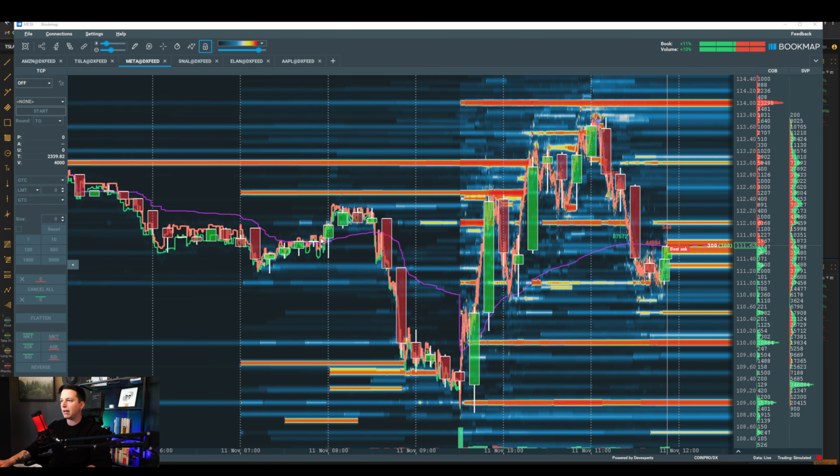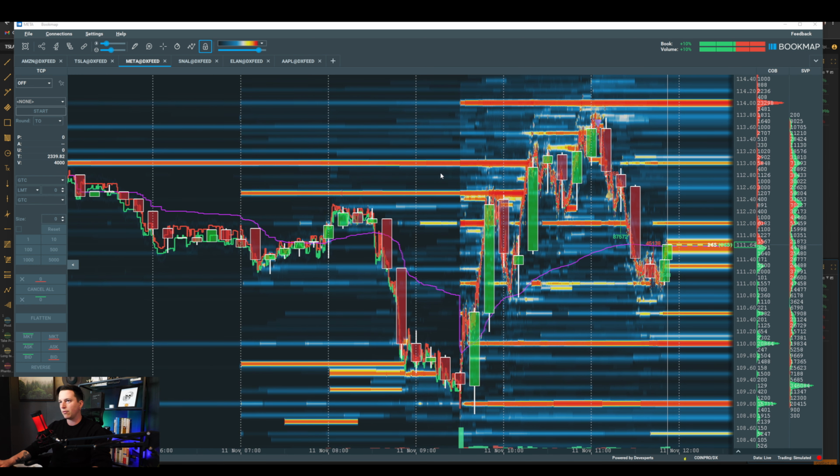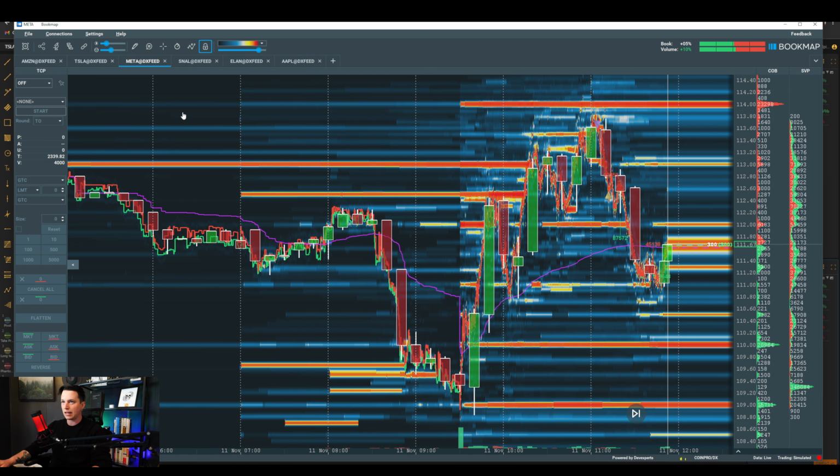So let's talk about meta, and let's go over the smaller time frame first. So looking at meta yesterday, very solid day. The entire market had a great day, but there was huge selling set up around $113. There's a big whale that was ready to sell out of a huge order.